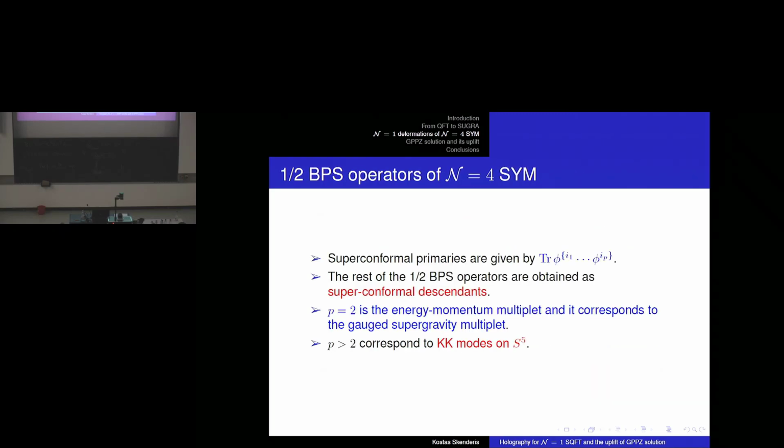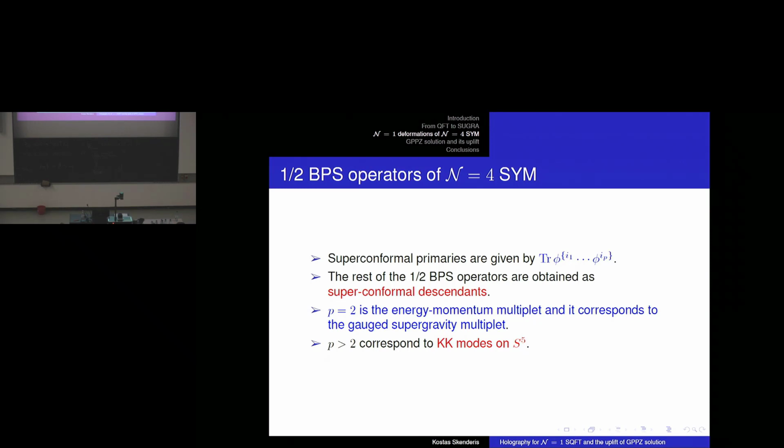So to do that, first I have to remind you of a few things about half BPS operators of N=4 Yang-Mills. The superconformal primaries are given by symmetric traceless combinations of the 6 scalar fields of N=4 Yang-Mills. And then the rest of the half BPS operators are obtained as superconformal descendants. Therefore, we start from the top, and then you act with the N=4 supercharges.